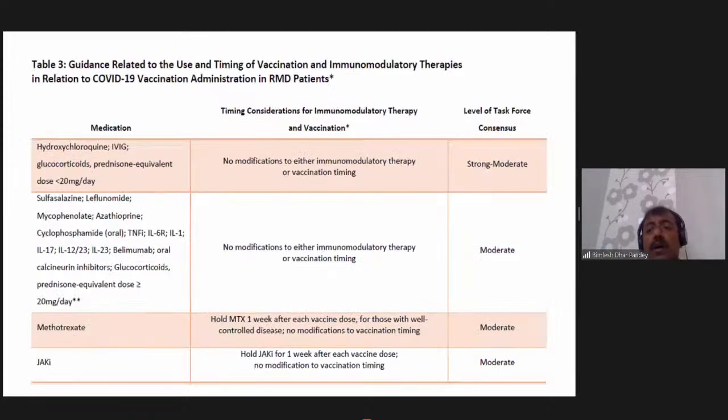So coming from this guideline, there came very important information: how to make these vaccines even more effective for our patients? The answer was, if we use hydroxychloroquine, IVIG, or low-dose steroid, there is no modification. If you are using sulfasalazine, leflunomide, mycophenolate, oral cyclophosphamide, azathioprine, TNF inhibitors like etanercept or adalimumab, IL-6 receptor inhibitors, a host of drugs, no modification is required. However, if you're taking methotrexate, you need to hold methotrexate 1 week after each vaccine, and the same is applicable for JAK inhibitors.